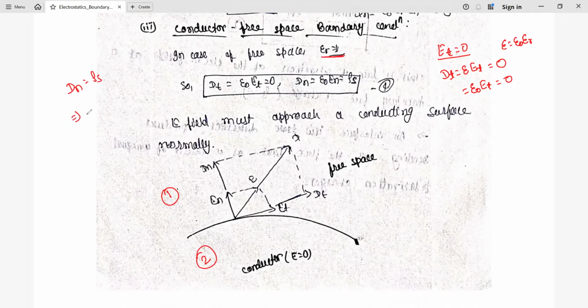So finally, D is what? Flux density is epsilon into En. So this epsilon will become here epsilon naught only, since epsilon r is equal to 1. So finally from here, En, the normal component of electric field intensity, is rho s by epsilon naught. So E field must approach a conducting surface normally. So this is the situation we have seen here.